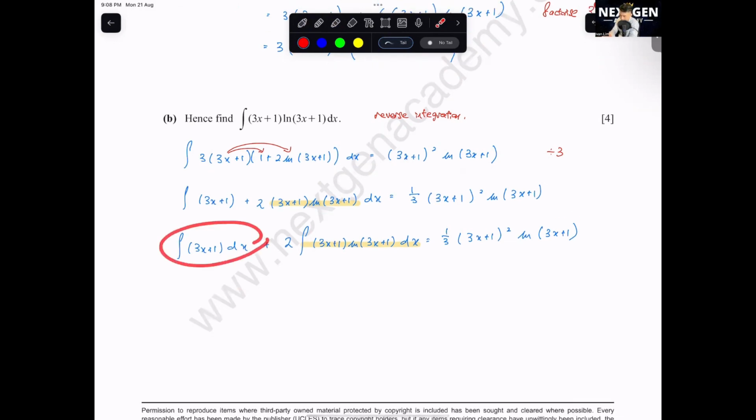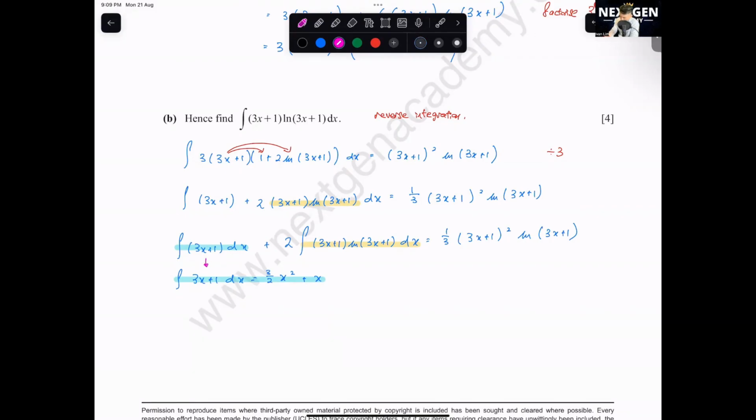Let's integrate this one here first. To integrate 3x plus 1 dx, you will get 3 over 2 x squared plus x. You can write plus c also, but you actually don't need to write this plus c. You do it until the final one, then write the plus c. So this one is this blue one. I just put it outside, so I don't want to keep writing it over and over again.